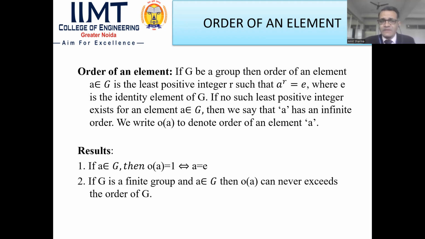Now we have some results. If a belongs to G, then the order of a is equal to 1 if and only if a is equal to the identity. What does it mean? It means the identity element is the only element of the group which has order 1. Now the second result is, if G is a finite group and a belongs to G, then the order of a can never exceed the order of G.